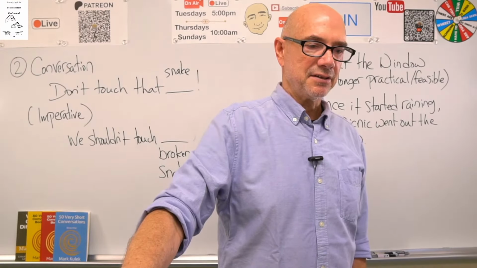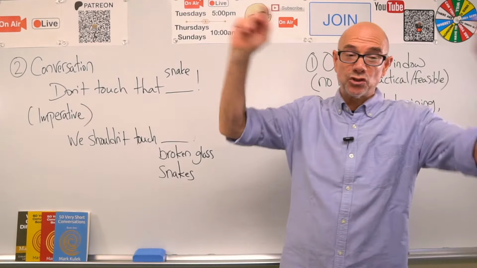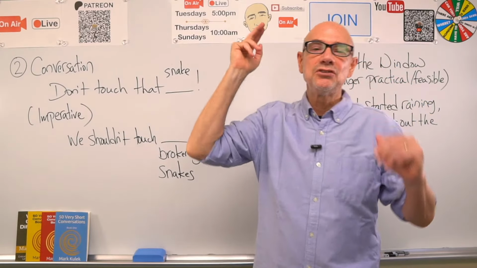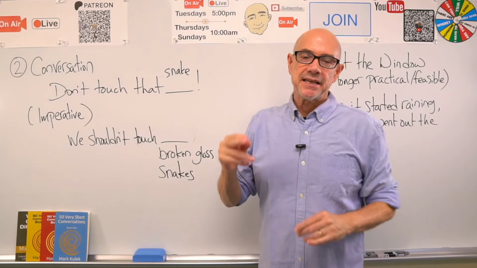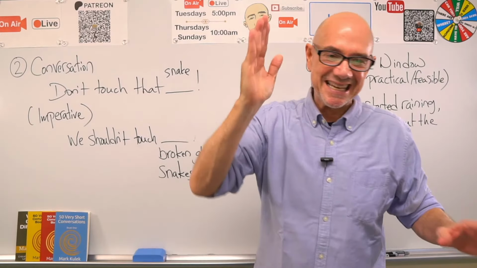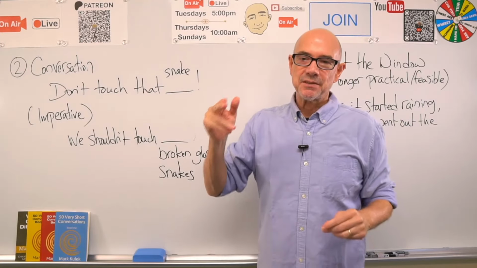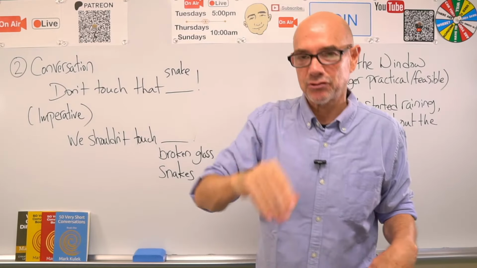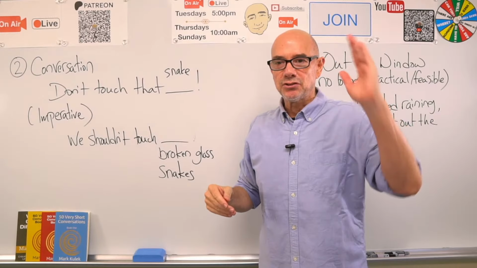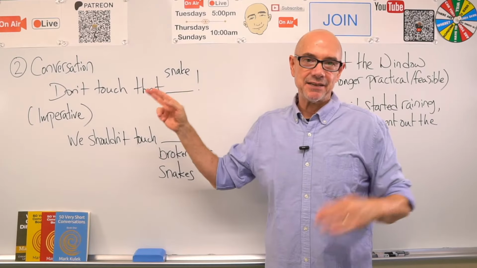And that means it's important. So it's negative, don't, right? So it's important that you don't touch that. It's important that you don't drink that. It's important that you don't eat that. It's important that you don't go there. It's important that you don't get too close. It's important that you don't say anything, right? So negative, don't do it.